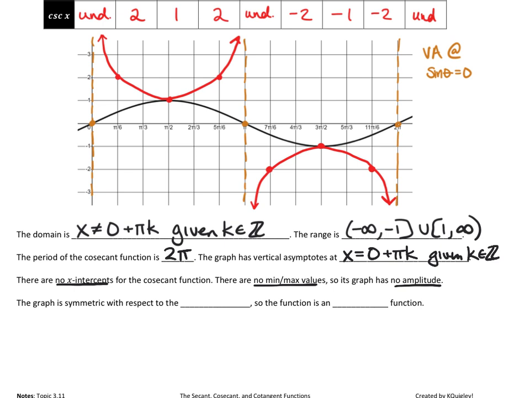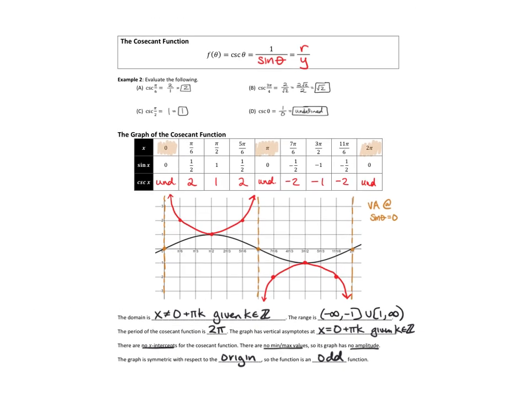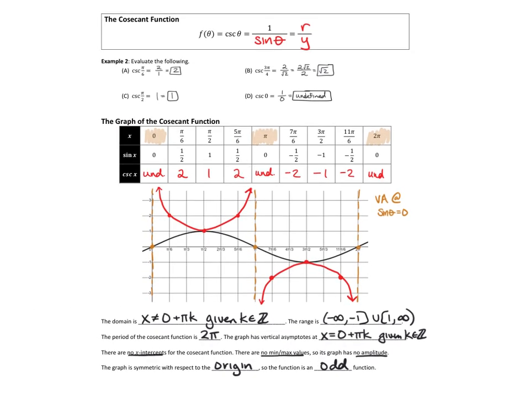Hard to tell on this graph because I only plotted from 0 to 2 pi, but if I were to plot from negative 2 pi to 2 pi, you'd see that this function can be rotated around the origin, so it's symmetrical about the origin, and land right on top of each other, which means that this is an odd function. This is the graph of cosecant, the reciprocal of sine.